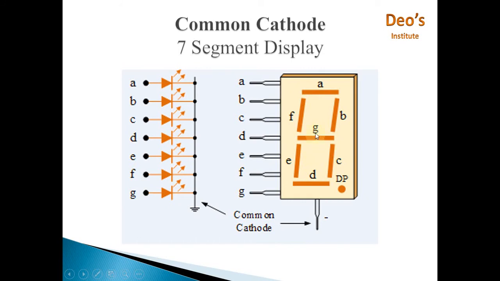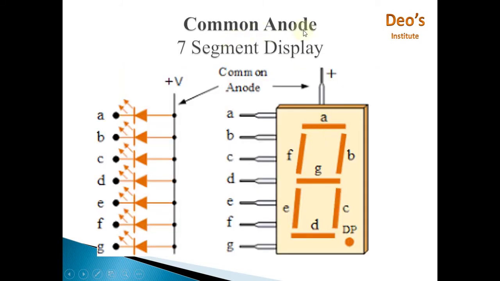This is common cathode. In a common anode 7 segment display, all positive ends of the LEDs are connected to a common terminal, and negative terminals are open. In this case, 0 on the pin will glow the LED. So if A is 0 and the rest are all 1, then A will glow and the rest are off.